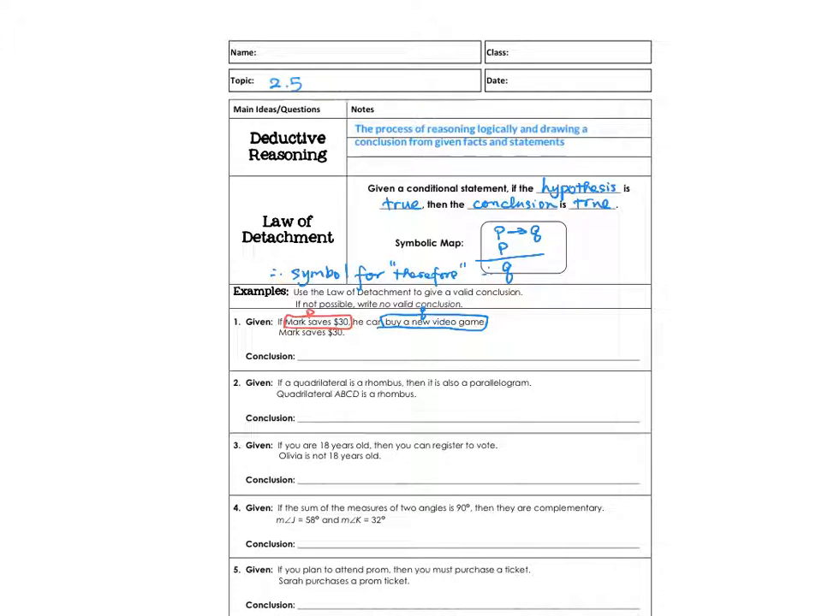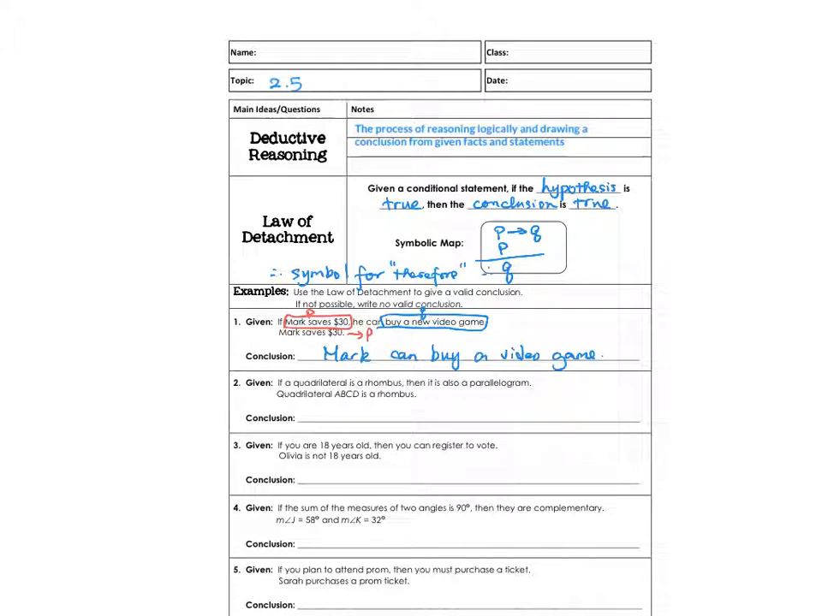Now, do I have P here? This tells me that Mark has already saved $30. Then the conclusion is also true. Mark can buy a video game. So again, recognize the conditional statement. If P, then Q. Then is P given? If P is true is given, then you can draw the conclusion Q is true as well. If it's not given, then there's no valid conclusion.